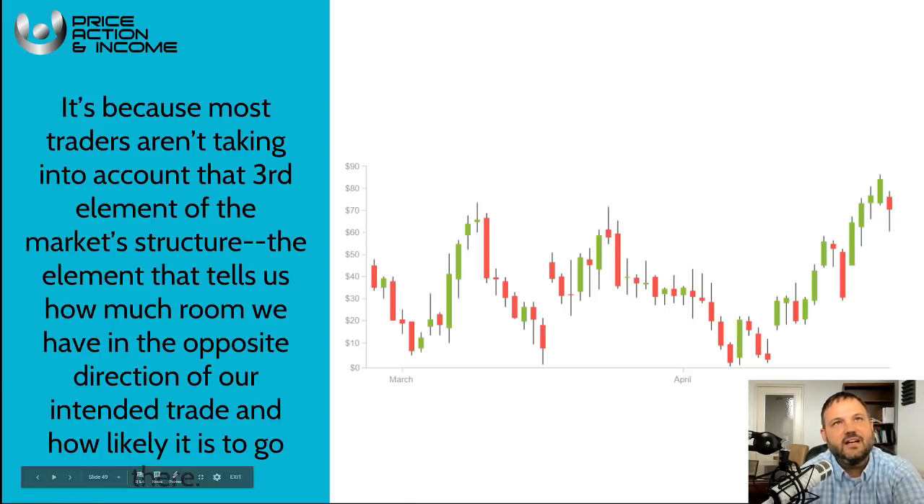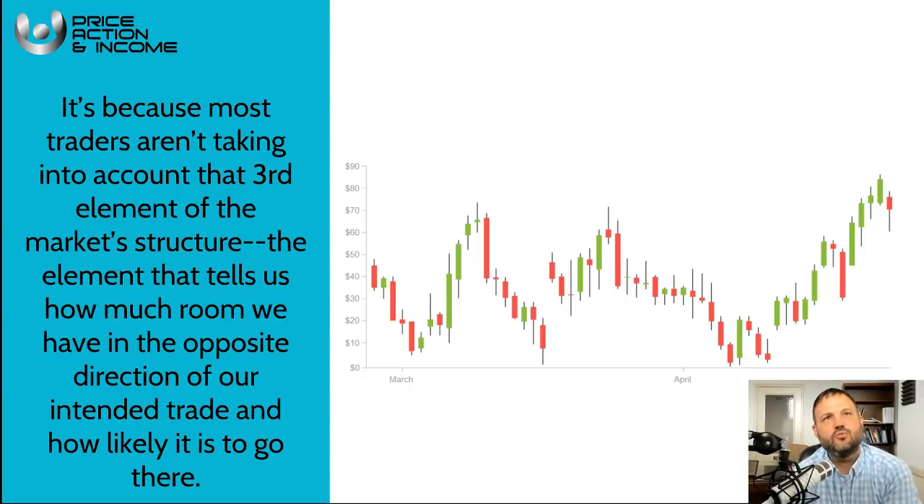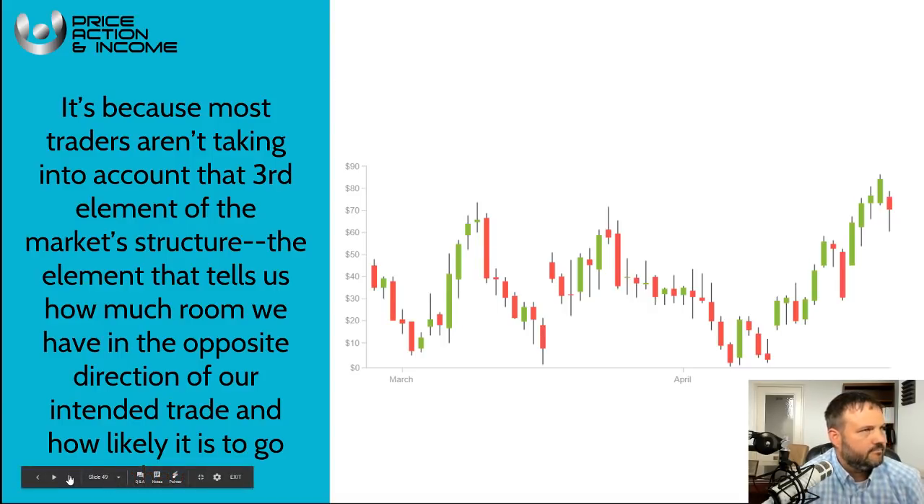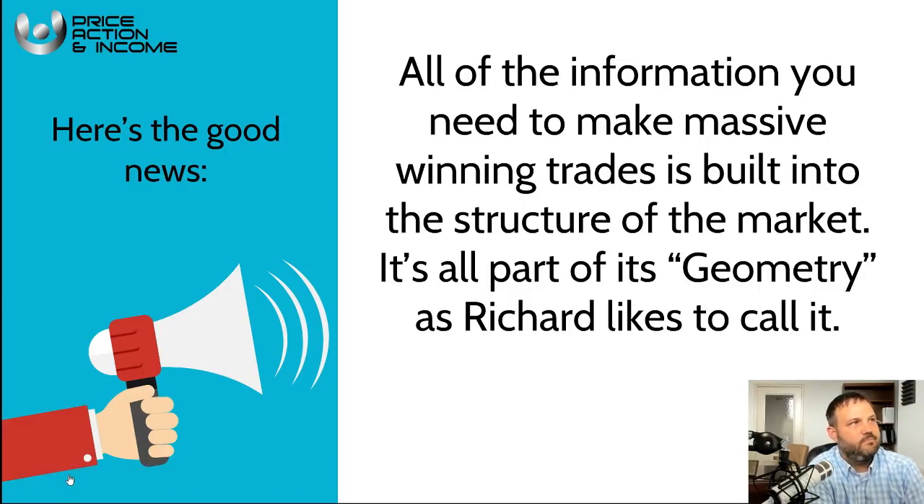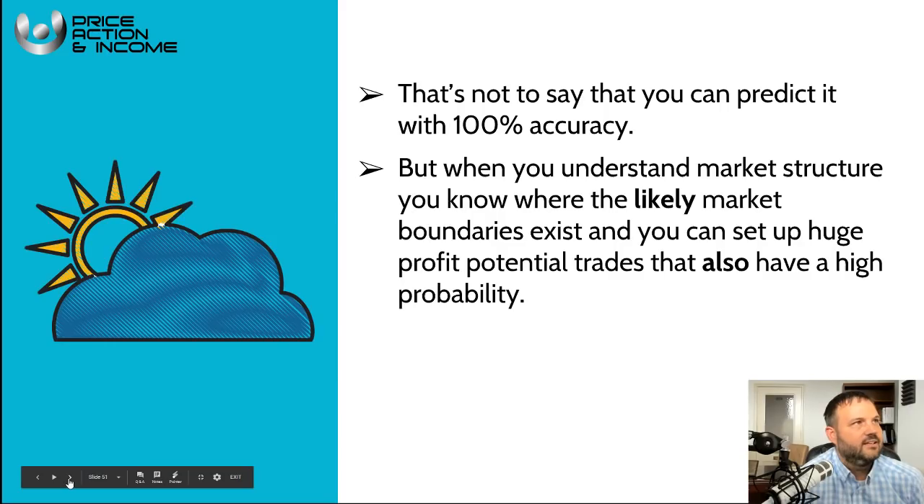So it's because most traders aren't taking into account the third element of the market structure, the element that tells us how much room we have in the opposite direction of our intended trade and how it's likely to go there. All of the information you need to make massive winning trades is built into the structure of the market. It's all part of its geometry, as Richard likes to call it.